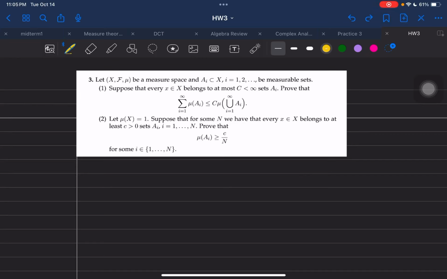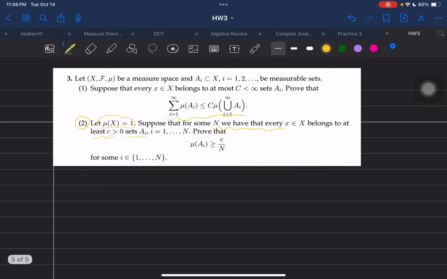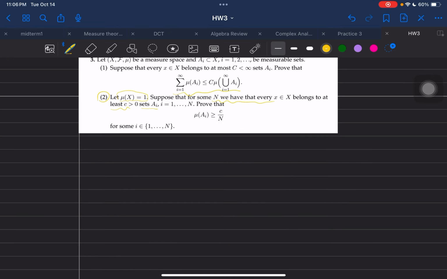Okay, now I'm gonna show the second part, and it's kind of easy if we really understand how the first part works. In the second part, we suppose that for some n, we have x belongs to at least c sets A_i, where c is greater than 0. Also, we have one more condition: the whole space has measure mu(X) equal to 1, and we're gonna show the mu A_i.